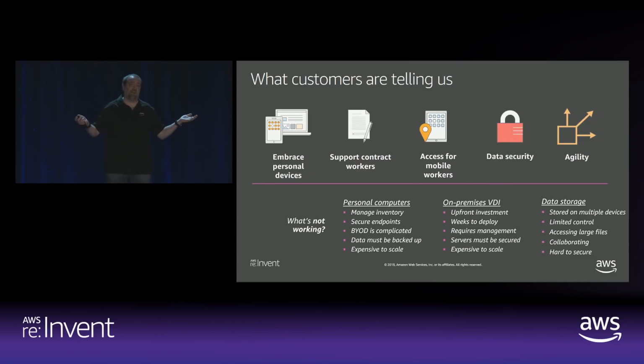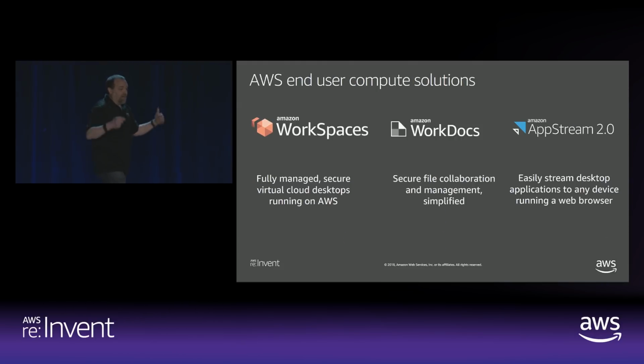And that data storage across multiple devices, limited control of where your users are putting the files that run your organization. How do they access large files and collaborate across different user bases? It's very difficult to secure. And that's where AWS End User Compute Solutions comes in.